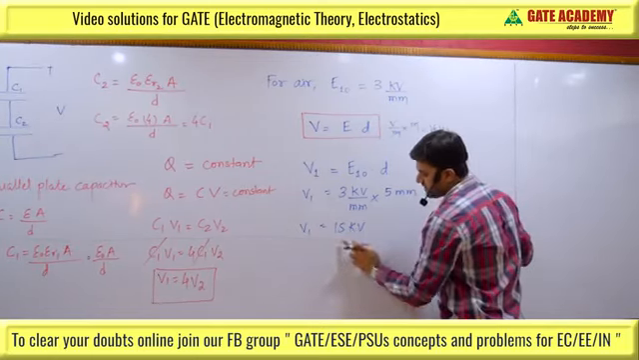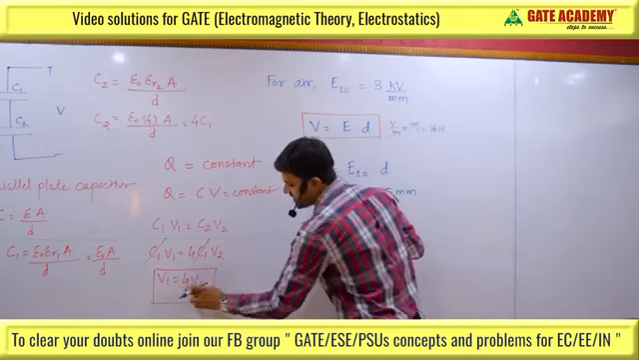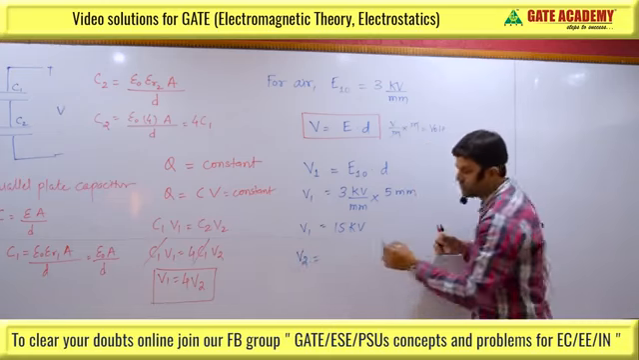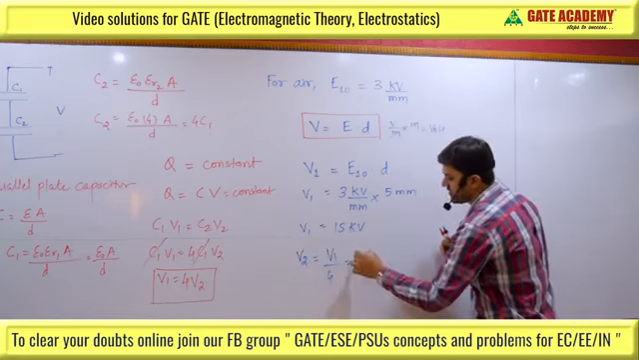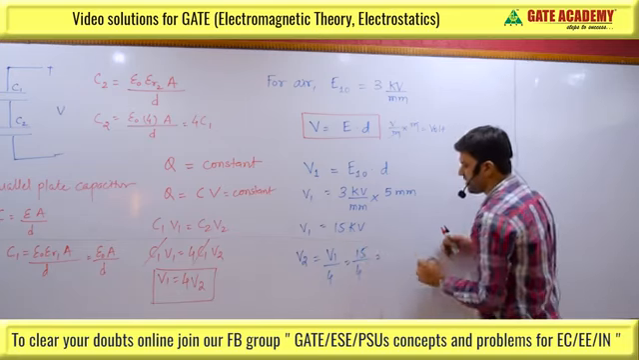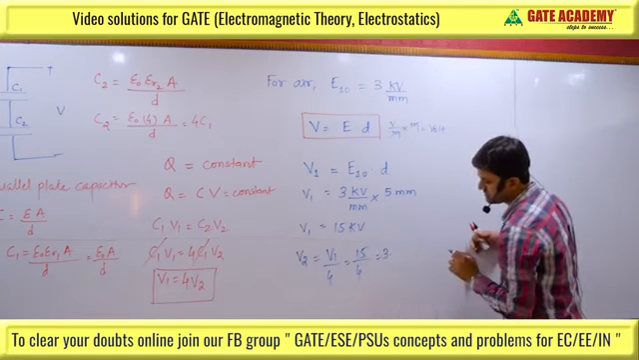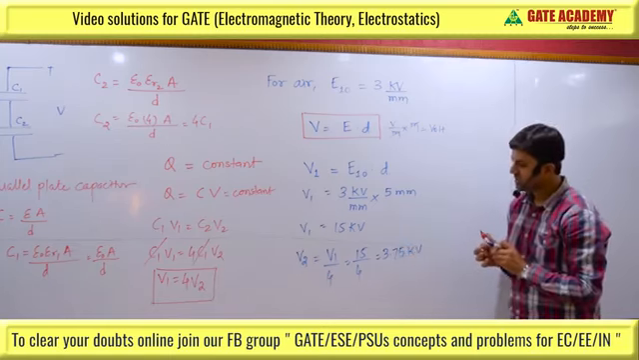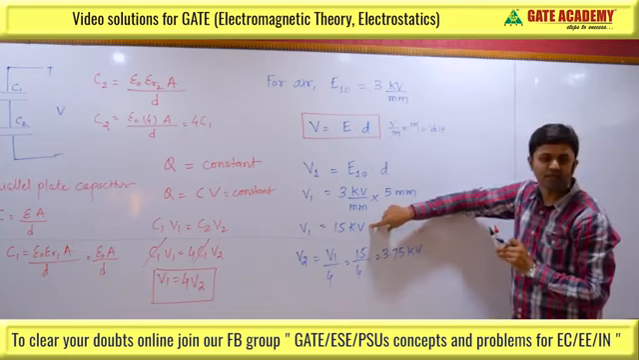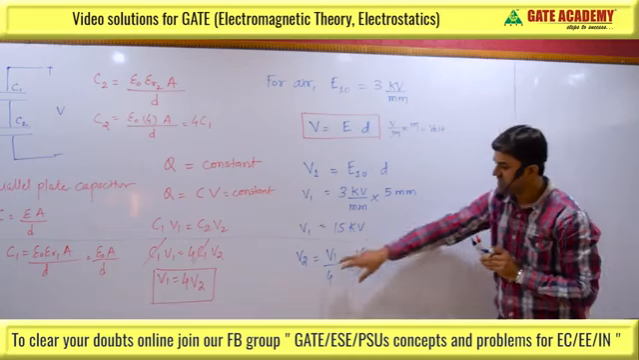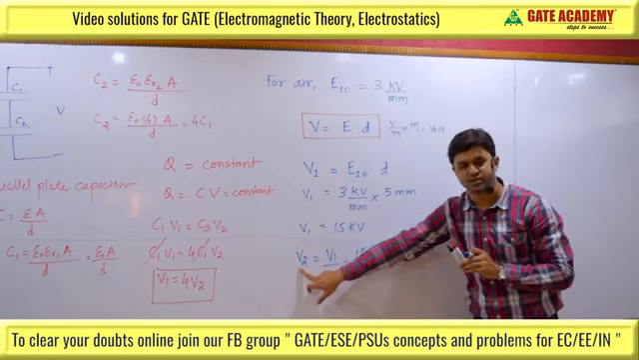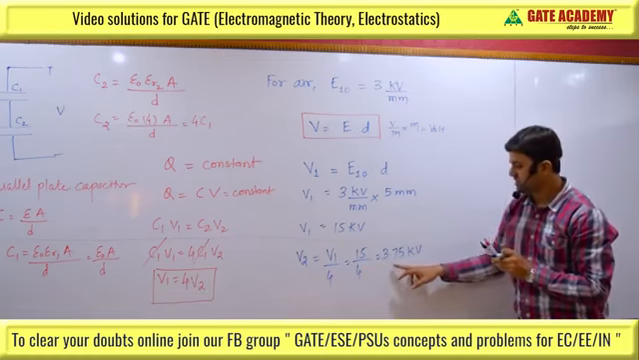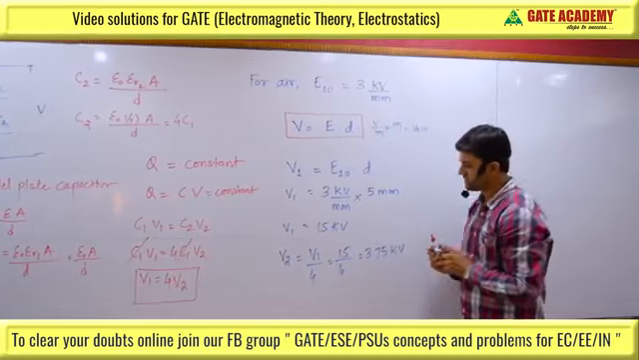Now if V1 is this, and we know the relation between V1 and V2, then we can calculate V2 equal to V1 by 4. So V1 is 15 and this is 4. So this is nothing but 3.75 kilovolt. So if the voltage across the capacitance C1 is 15, then the voltage across capacitance C2, because of glass, the potential applied across should be 3.75 kilovolt.